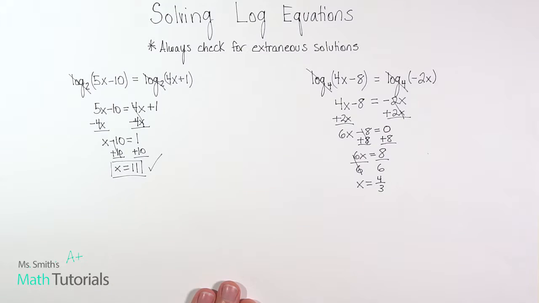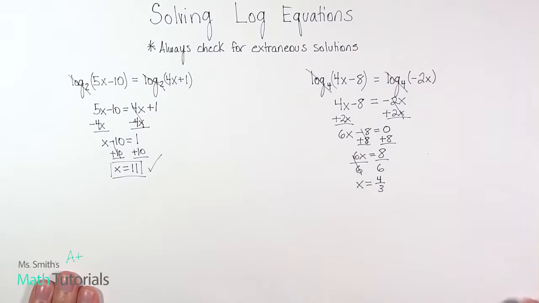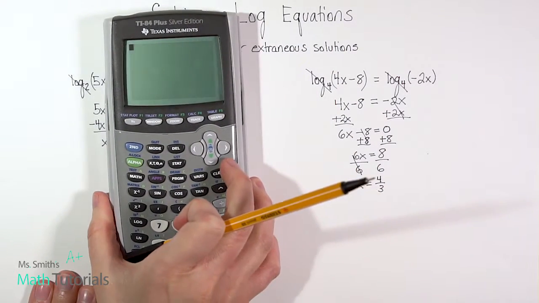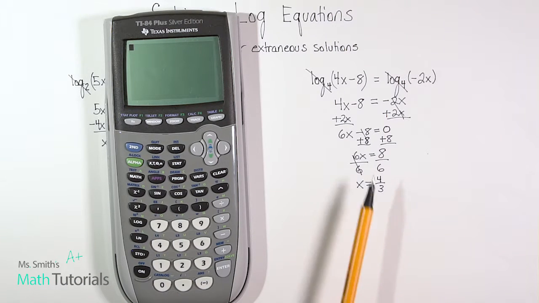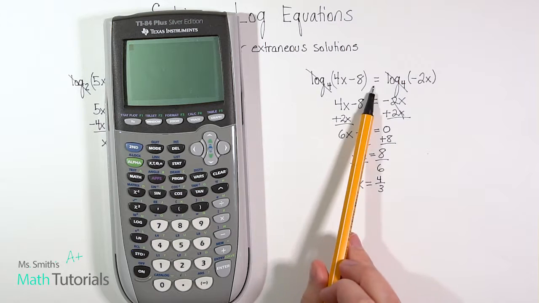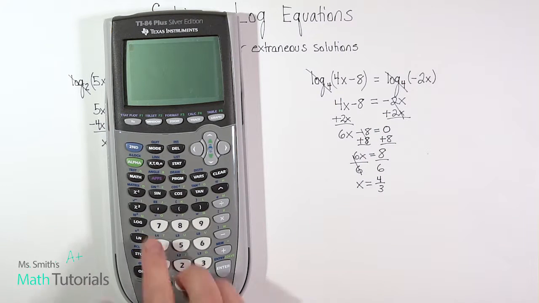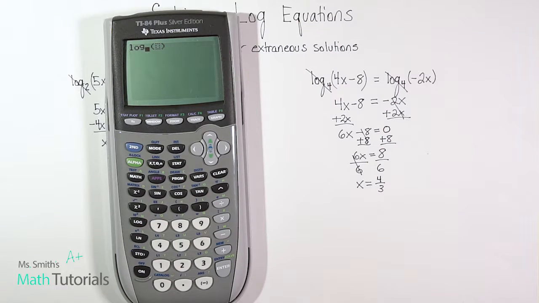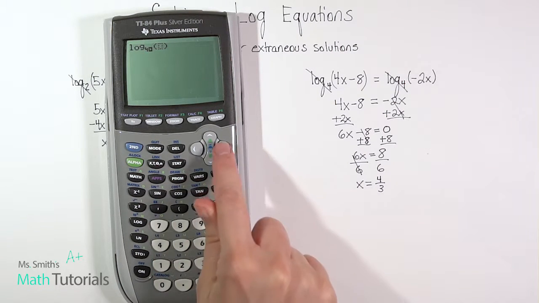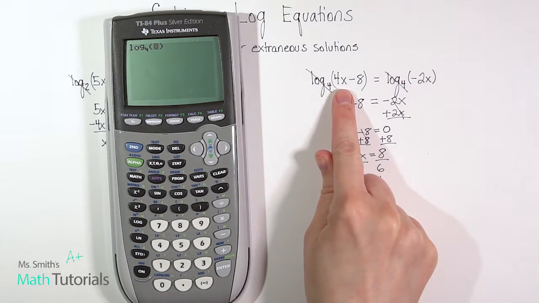To do that, I'm going to use the calculator to help me. I'm going to bring that out. And I'm going to type in this into my first log function, and we're going to see what happens. All right, so let's start by hitting our alpha math. That brings up our log. Log base 4 of 4 times x.